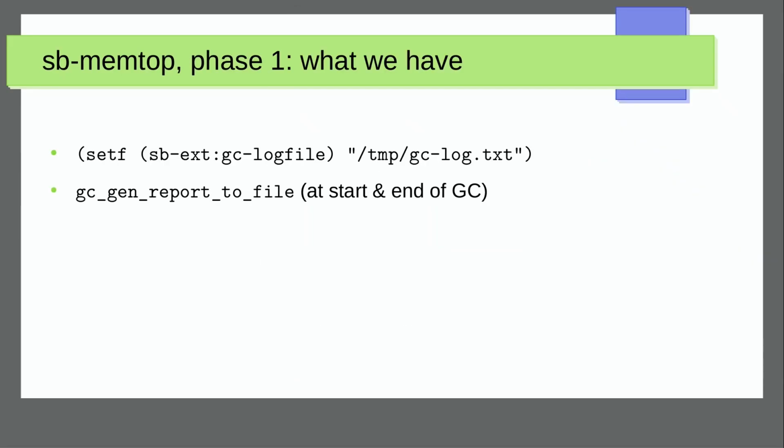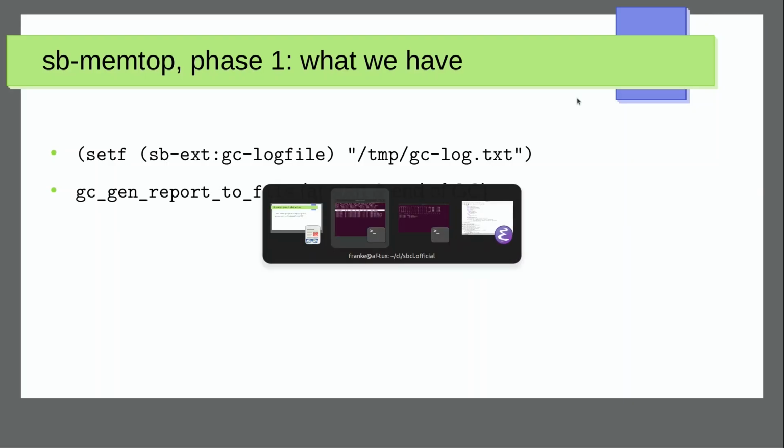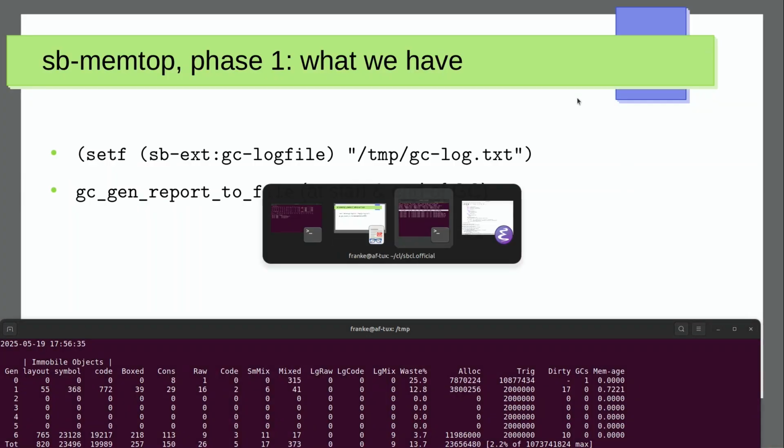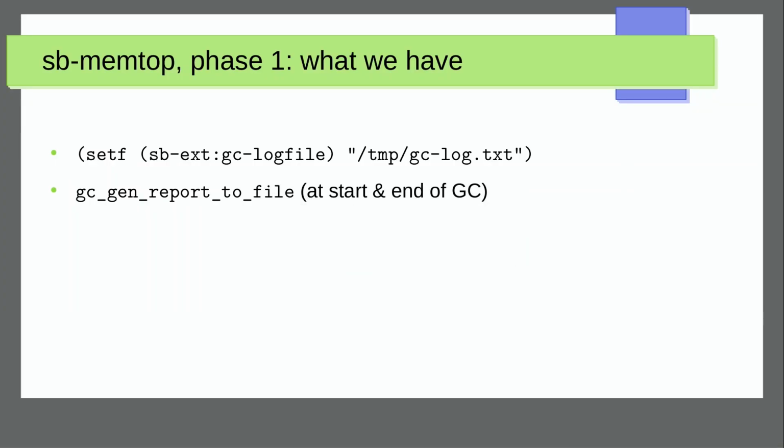So first phase, what do we have? We have already in SBCL the possibility to enable a GC log file for garbage collections, and a C-level function which produces a report to this file. It looks a bit like this. Some people in the room may recognize this. I'll say more to that later.